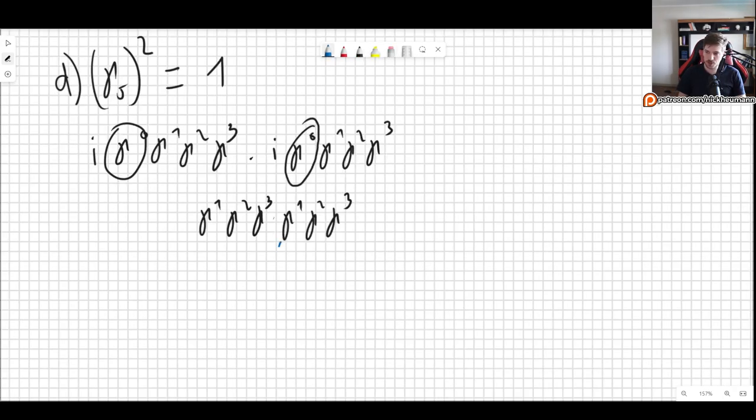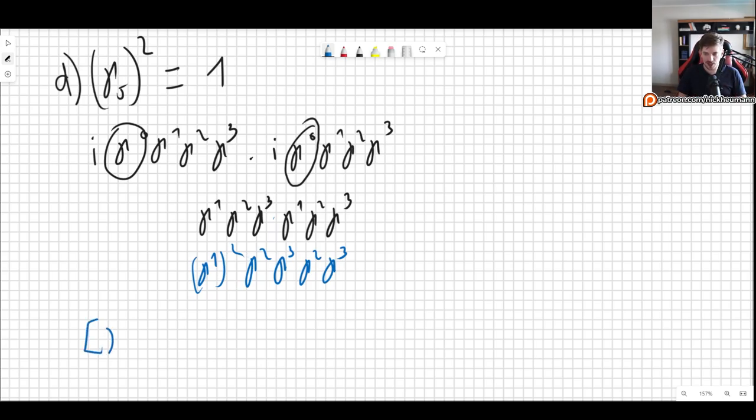Now let's move the gamma 1. So the gamma 1, we need to move it once here and once there. So we get 2 minus signs. So we end up with gamma 1 squared, gamma 2, gamma 3, gamma 2, gamma 3. Now what is gamma 1 squared? Or let's do it in general for any gamma i.